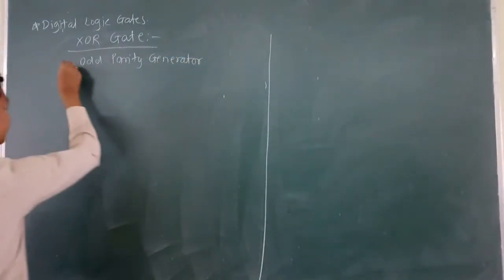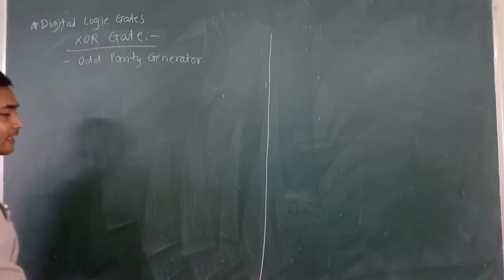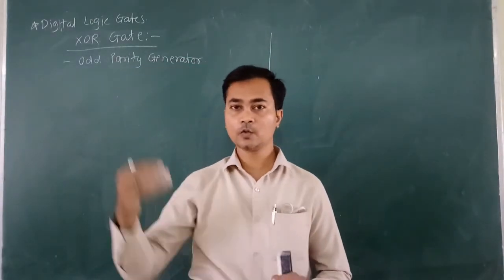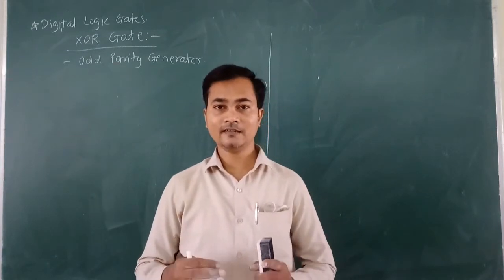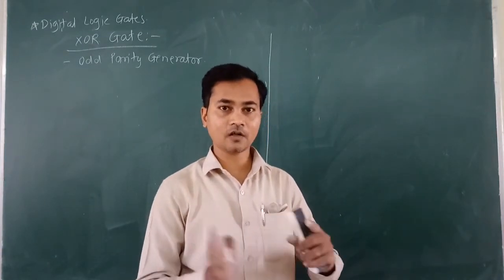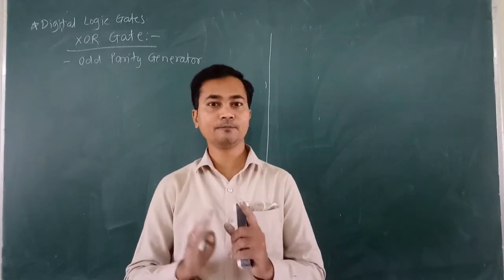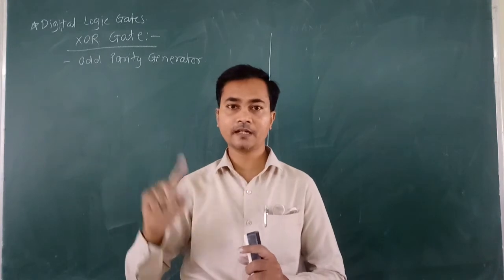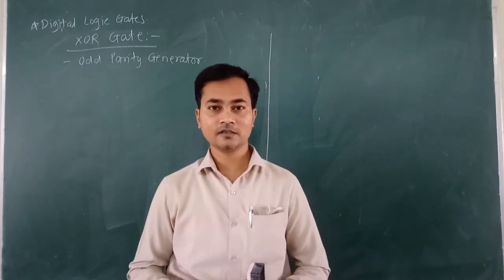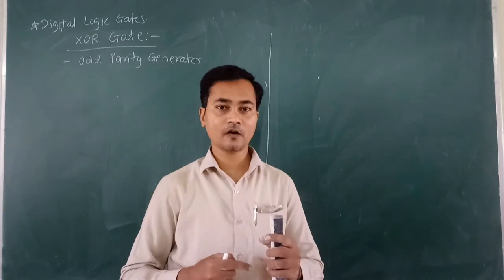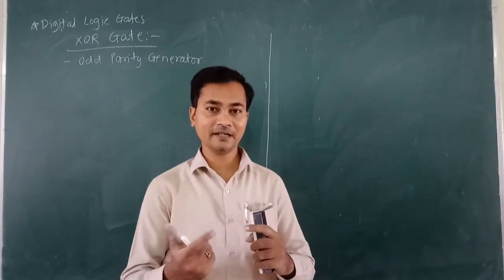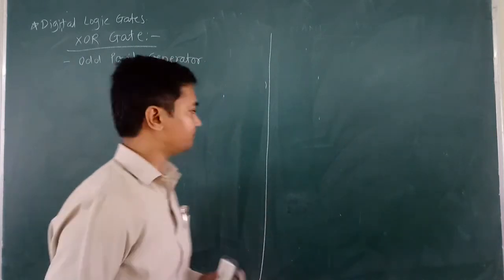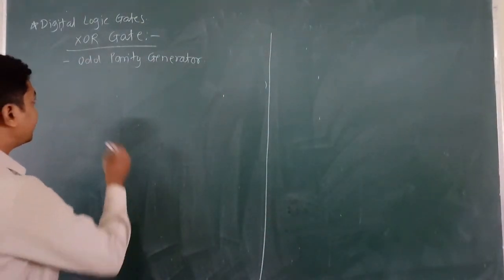XOR is an odd parity generator. Odd parity generator means if you have two inputs, just see the addition of all the inputs. If the addition of all the inputs is an odd value, then the output of XOR will become 1. If the addition of all the inputs, or the number of ones, is even, then the output of XOR will be 0. So this is the simple way of understanding the XOR gate.